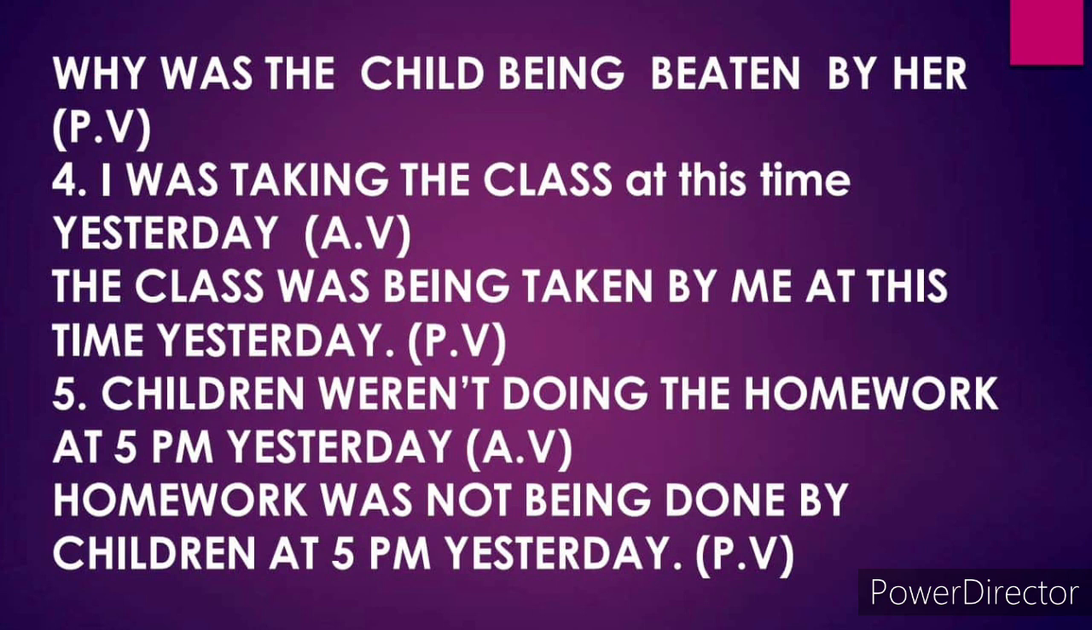It's a passive voice. Next example, children weren't doing the homework at 5 p.m. yesterday. It's an active voice. Here children is the subject, weren't doing is the v1 plus ing form. The homework is the object. Object will become subject. Homework was not being done by children at 5 p.m. yesterday. It's a passive voice. Done is the v3 form, by is the preposition. Children is the subject above and will become the object. Homework was not being done by children at 5 p.m. yesterday. It's a passive voice.